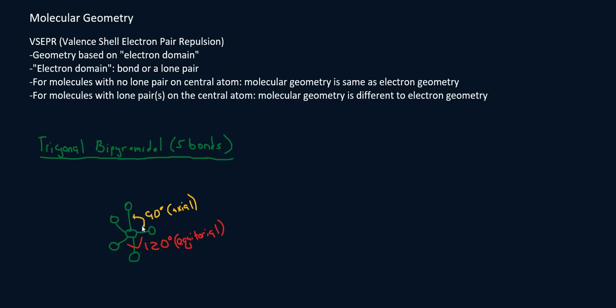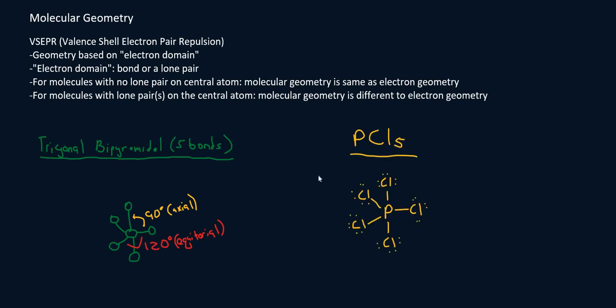So think axial means going up or down, whereas equatorial means going around the central atom. So think equatorial, think equator, think the equator goes around the Earth. The equatorial bond is going to go around the central atom, versus the axial is going up and down. And the bond angle between those 2 is going to be 90 degrees, versus 120 for the equatorial.